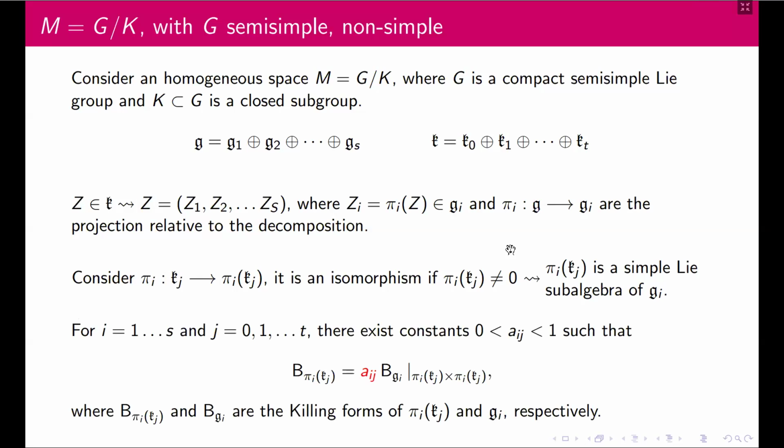So for all y and j, there exist constants A_yj such that the Killing form of this subalgebra P_y K_j is equal to these constants multiplied by the Killing form of the Lie algebra of G_y restricted to this subalgebra. And these constants A_yj are invariants of how K is embedded into G.